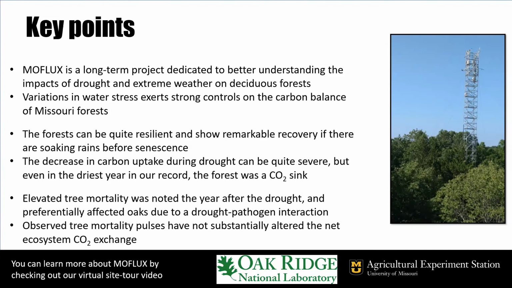Finally, we do see elevated tree mortality that has lagged sort of a year after the drought and preferentially affected our oaks because of a drought pathogen interaction. And although we do see these tree mortality pulses, we have not found evidence that it's substantially altered our net ecosystem CO2 exchange in terms of a time trend.